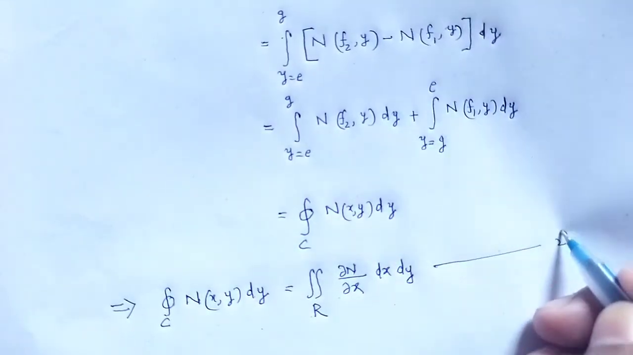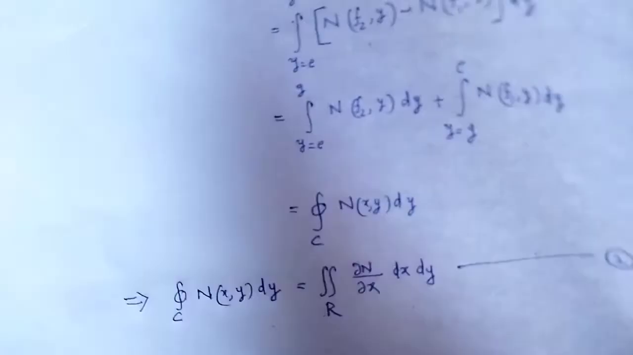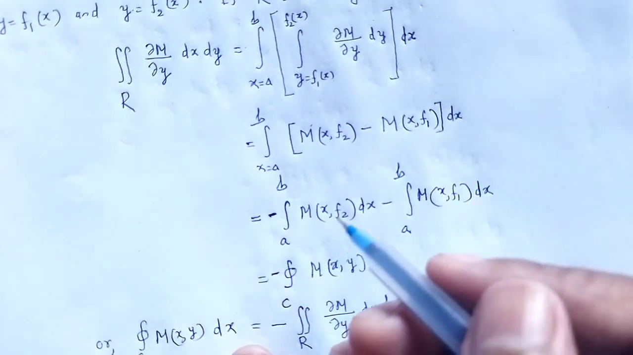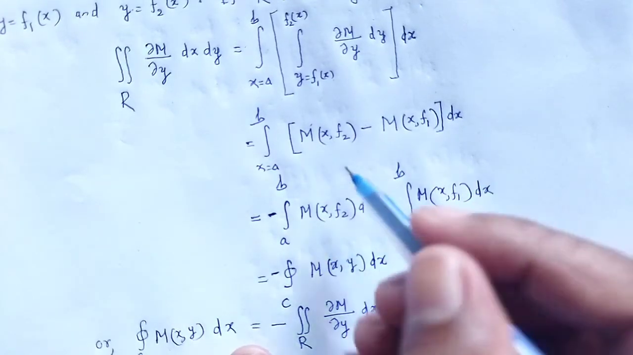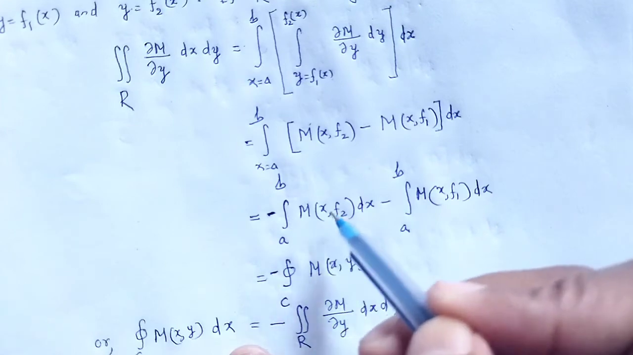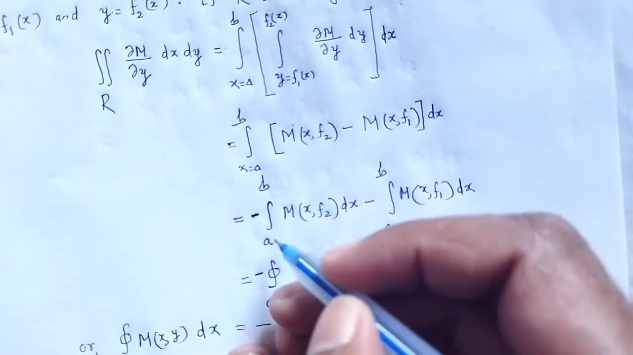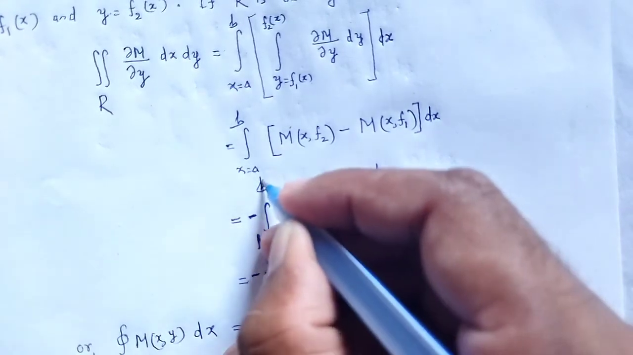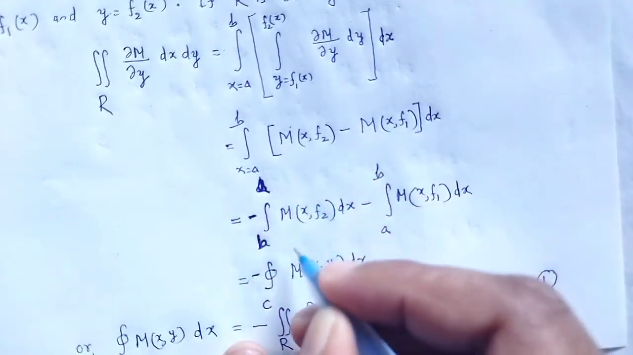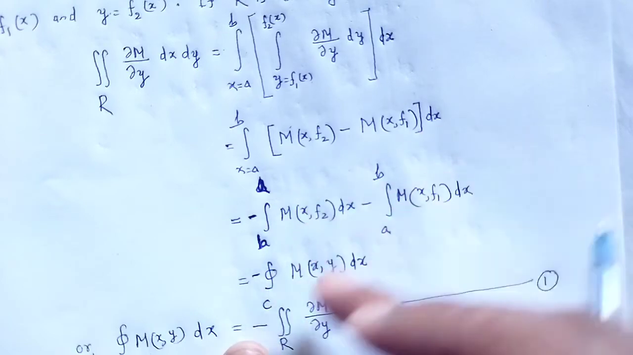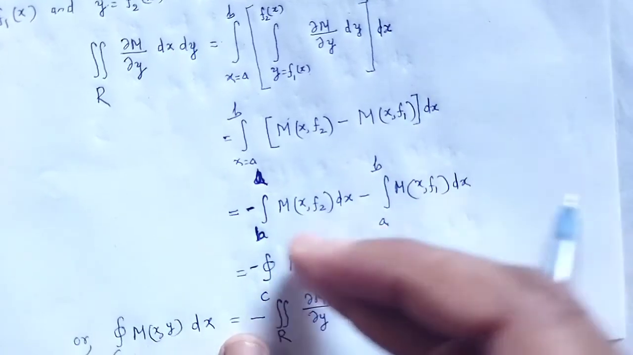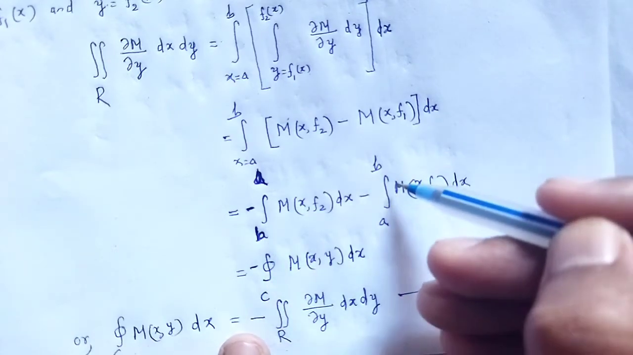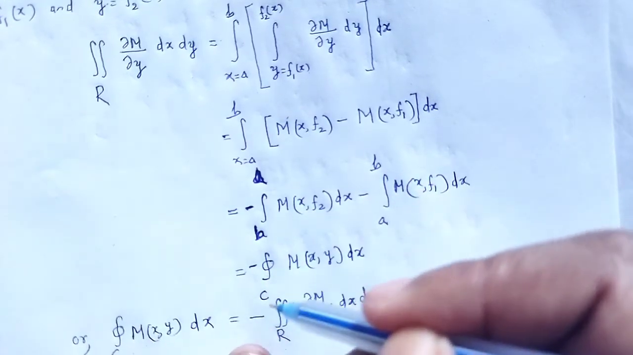Let that one be equation number 2. As we find from equation 1, the way we write, that is negative from the limit b to a. Here there will be a silly mistake, that is from b to a. That's why we take the entire curve C from b to a, then from a to b, taking as common, that is the total curve C.